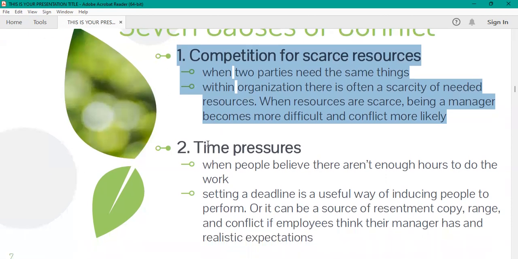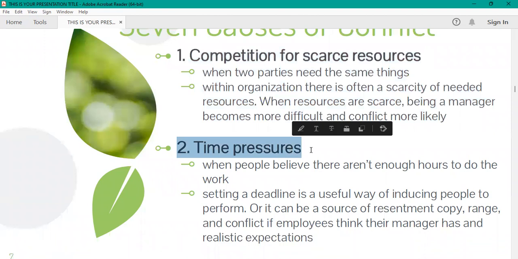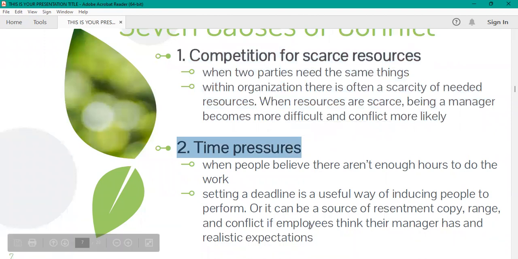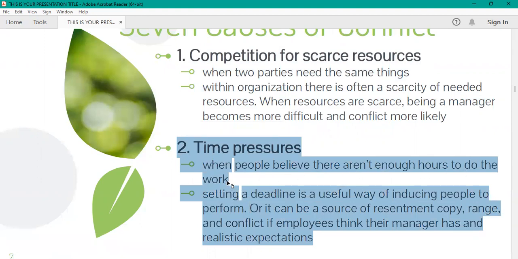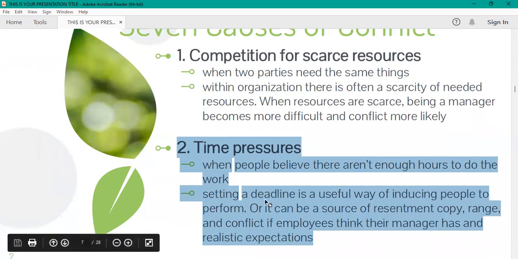Next would be time pressure. Another consequence of time pressure is the element. The people believe that the second element is a useful way of inducing people to think, or it can be a source of resentment, anger, and conflict if employees think their managers have unrealistic expectations.